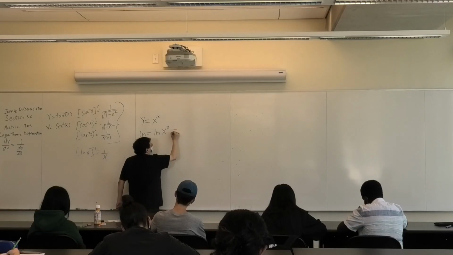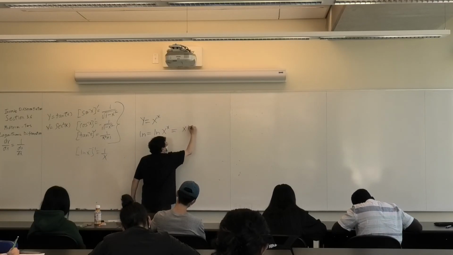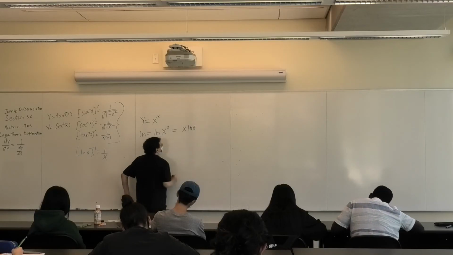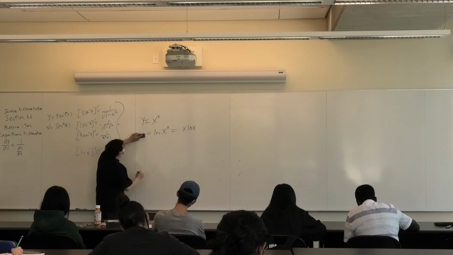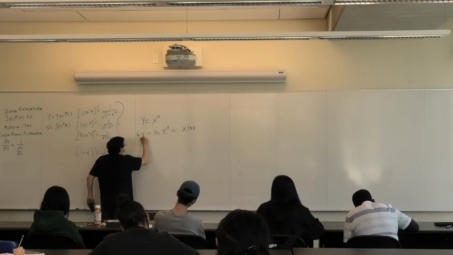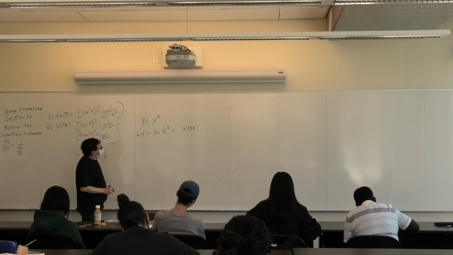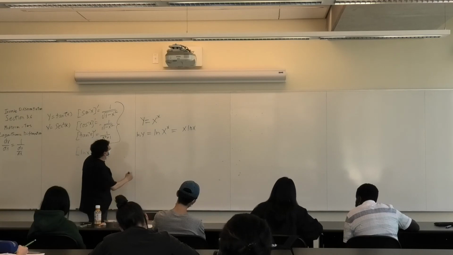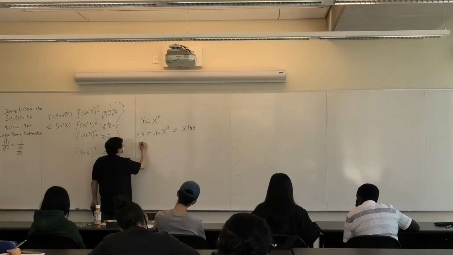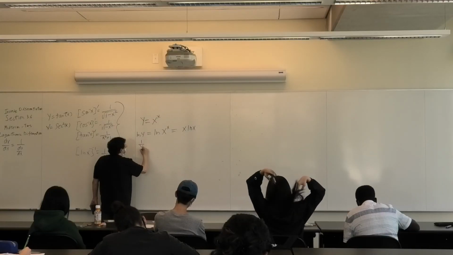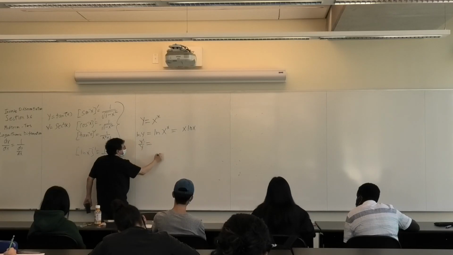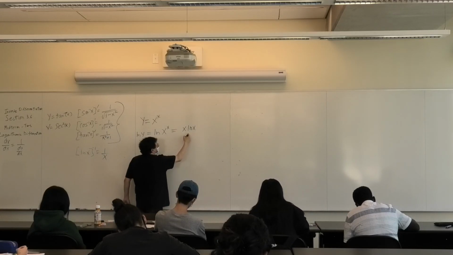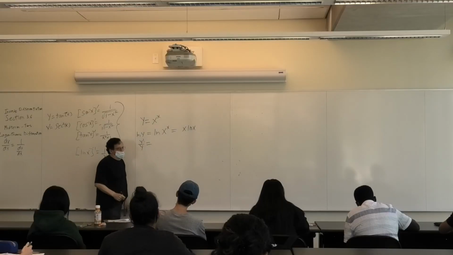Okay, so I know from my logs that this, right? Okay, let's find the derivative of both sides. Once again, this is just 1 over y times y prime. Okay, what do I need to find the derivative here?